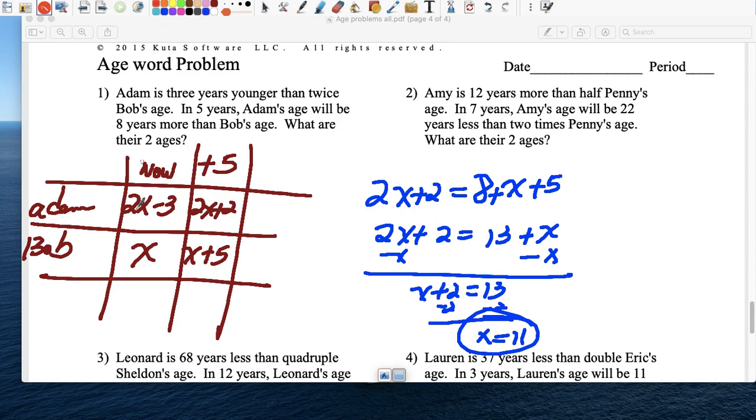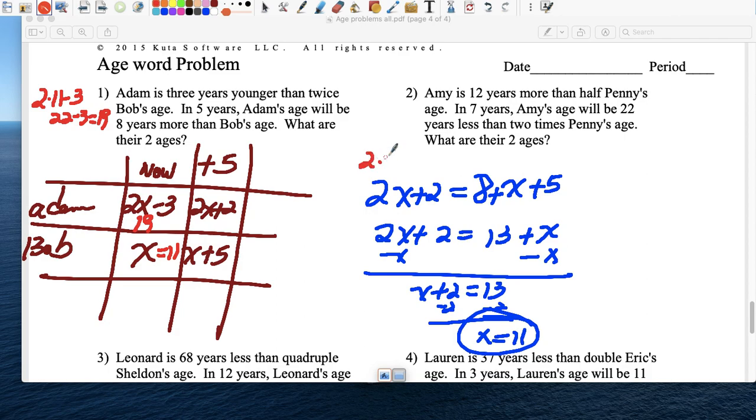What are their ages? Well, let's go back here. So Bob is 11. And Adam is 2 times 11 minus 3. So 2 times 11 is 22. Minus 3 gives me 19. So Adam is 19.